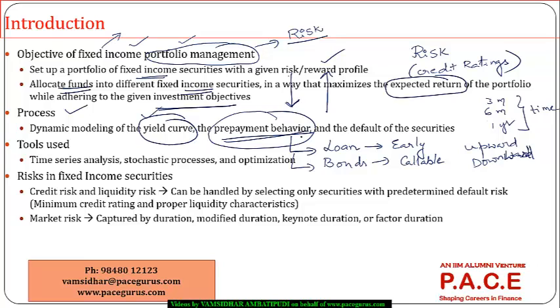And the third important aspect, which is significant with respect to many fixed income securities, is default. There is a possibility that the party who has borrowed might default on the transaction. So these are the three key aspects.